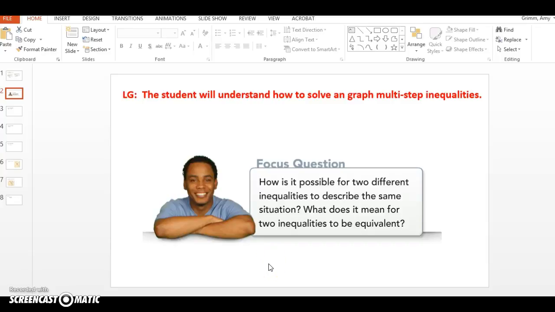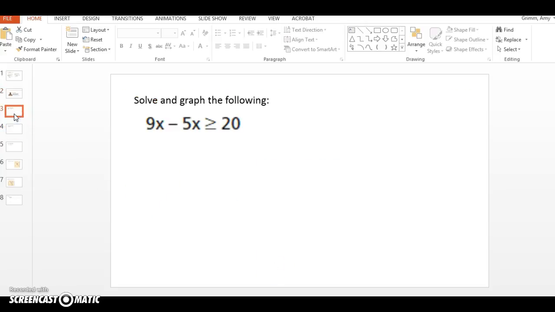All right. The student will understand how to solve and graph multi-step inequalities. I put A-N instead of and. Whoops. So this first one, believe it or not, when I taught this to 7th grade kids, this was one of the hardest ones for them. This one and another one.